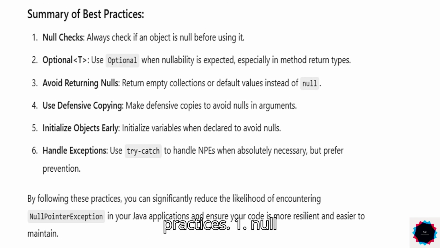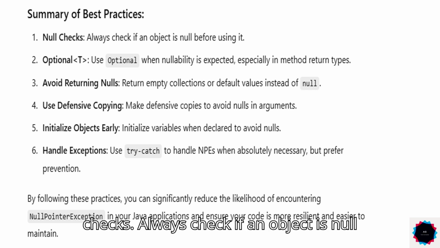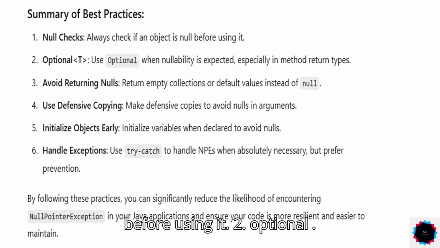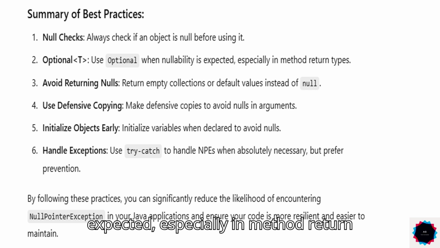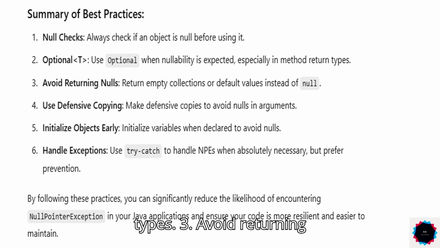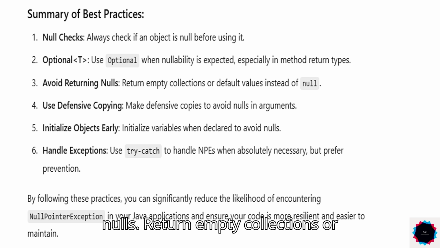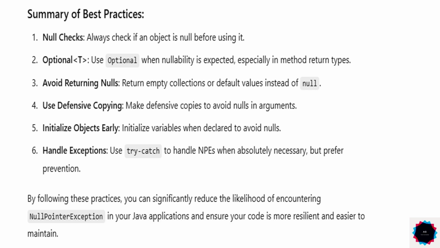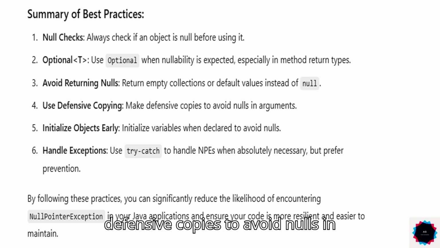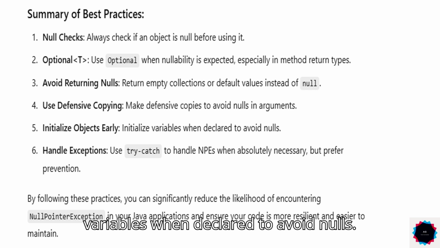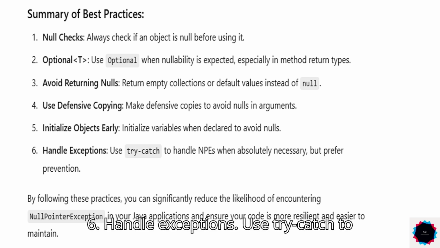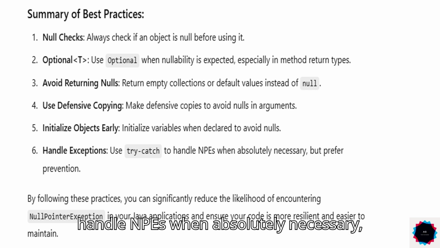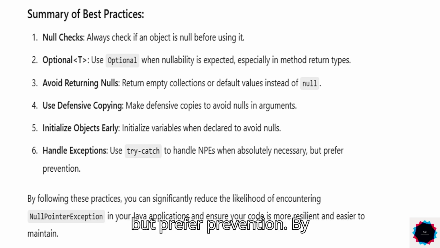Summary of best practices. 1. Null checks. Always check if an object is null before using it. 2. Optional. Use Optional when nullability is expected, especially in method return types. 3. Avoid returning nulls. Return empty collections or default values instead of null. 4. Use defensive copying. Make defensive copies to avoid nulls in arguments. 5. Initialize objects early. Initialize variables when declared to avoid nulls. 6. Handle exceptions. Use try-catch to handle NPEs when absolutely necessary, but prefer prevention.